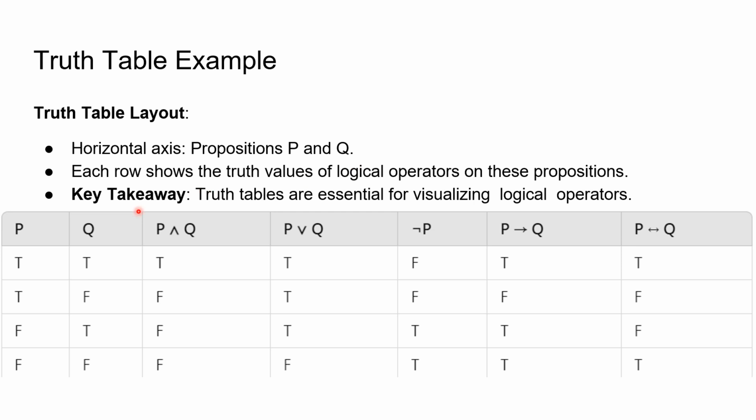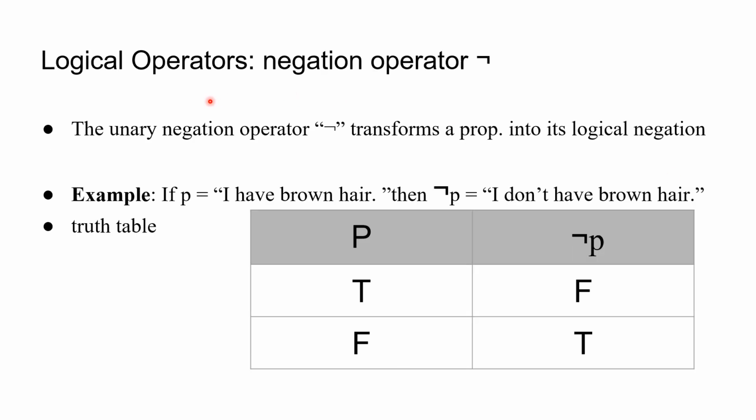So there is a key takeaway. Truth tables are essential for visualizing logical operators. It is a key takeaway. And we are going to show you the first logical operator, the negation operator, also known as NOT. This operator is unary, which means it only has one parameter.